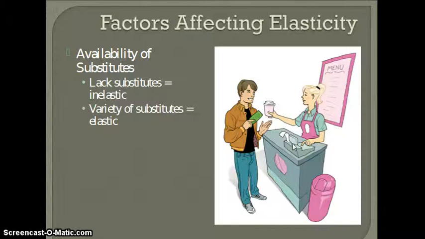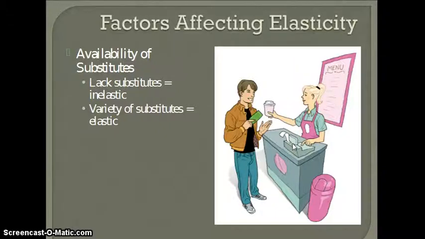There are factors affecting elasticity. One of those is the availability of substitutes. If there are not a lot of substitutes for a good, then it's going to be inelastic. The demand is going to be inelastic because they don't have any other options as far as buying another product. For example, if the price of milk is $5 a gallon at every grocery store, you don't really have any other choice. So it doesn't matter how high they raise that price, you're still going to be paying the same price, and you're still going to be buying as much milk as you did. So your demand is inelastic.